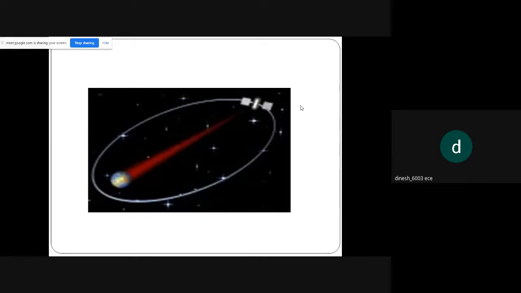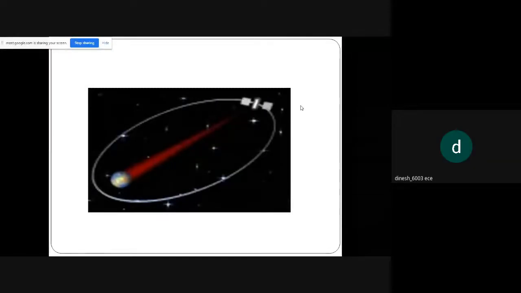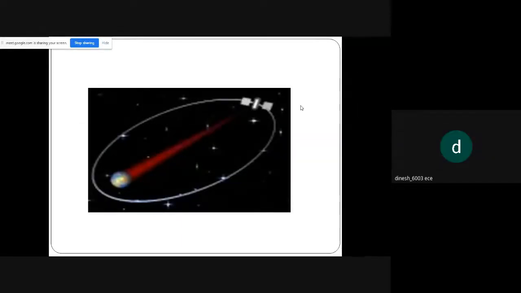So this is an example of a satellite which is revolving around Earth. The satellite is a body with lesser or smaller mass, and Earth is a body which has larger mass as compared to the satellite. So whenever the satellite revolves around the Earth, it takes an elliptical path.